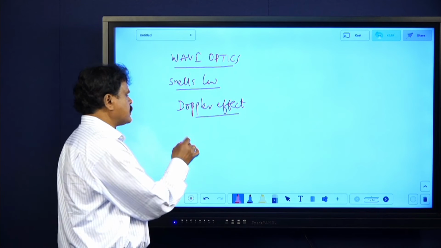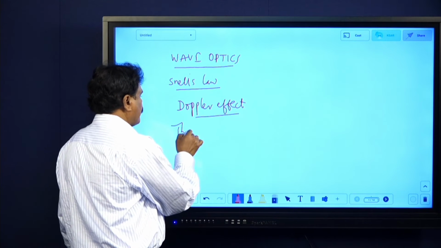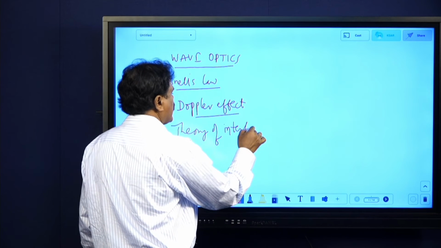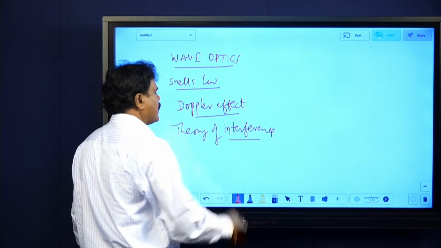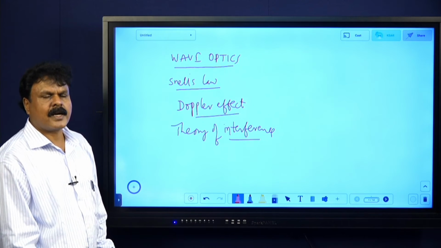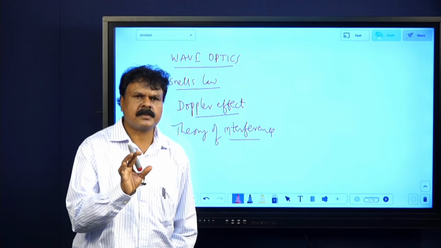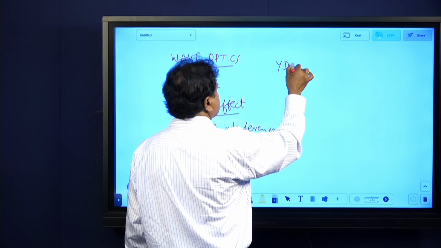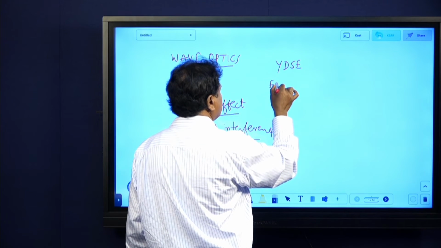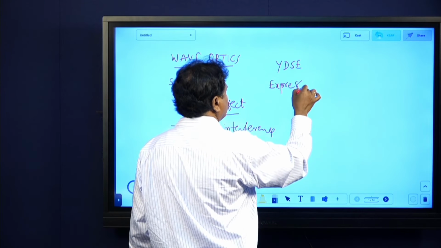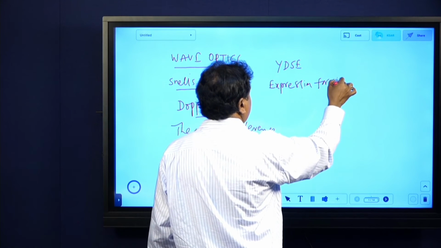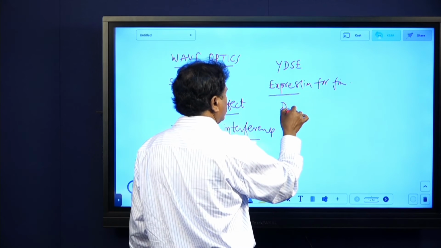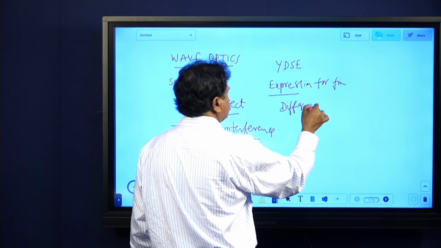Then interference, very first one, theory of interference: how interference arises because of the principle of superposition, try to have an idea. And then conditions for constructive interference and destructive interference, fringe width, Young's double slit experiment, expression for fringe width. And then diffraction, if possible try that, diffraction due to a single slit.